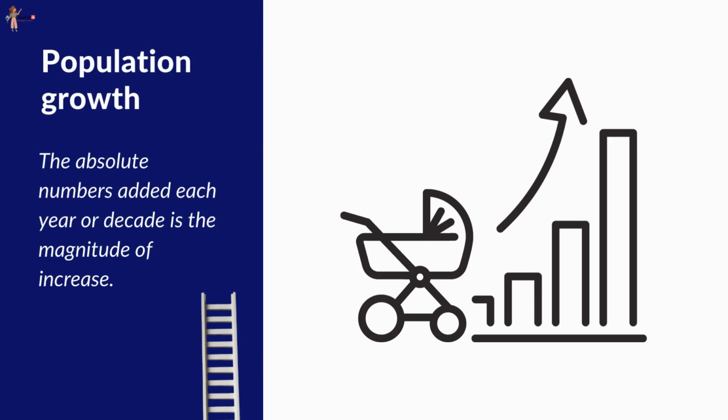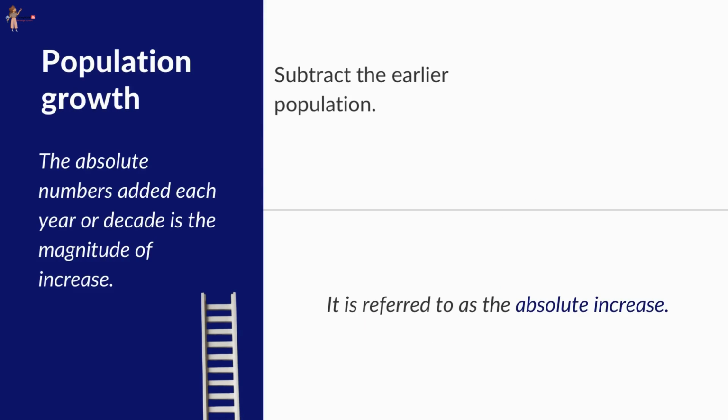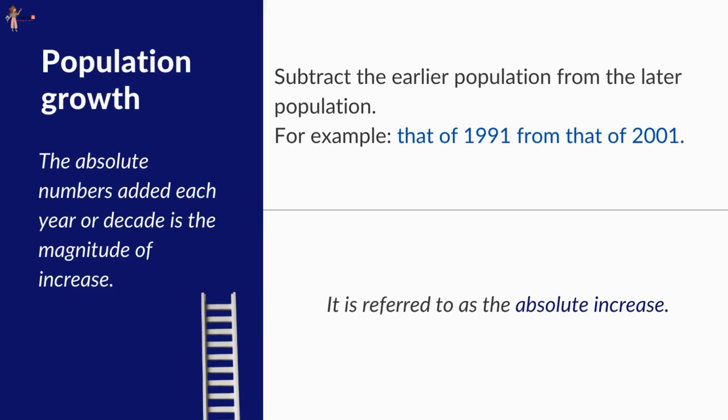The absolute numbers added each year or decade is the magnitude of increase. It is obtained by simply subtracting the earlier population from the later population, for example, that of 1991 from that of 2001. It is referred to as the absolute increase.